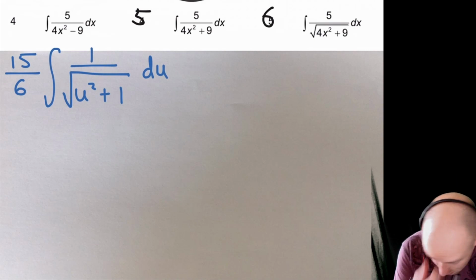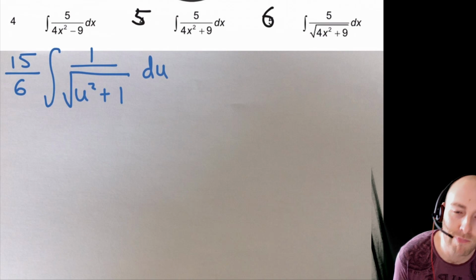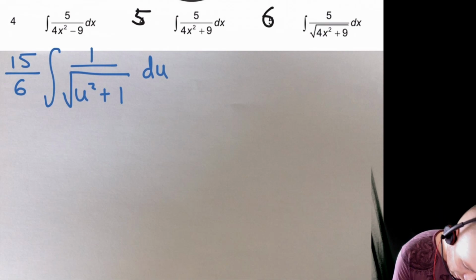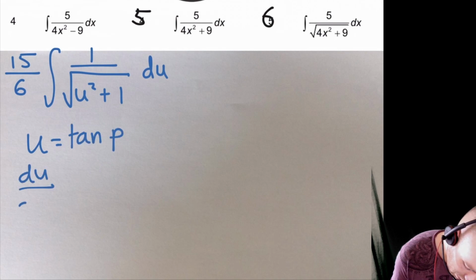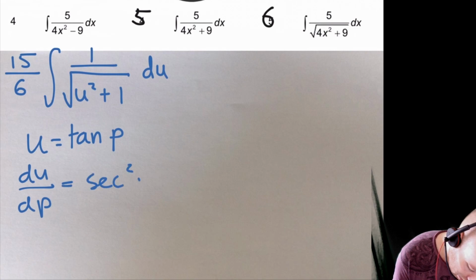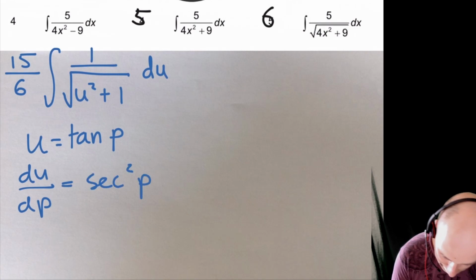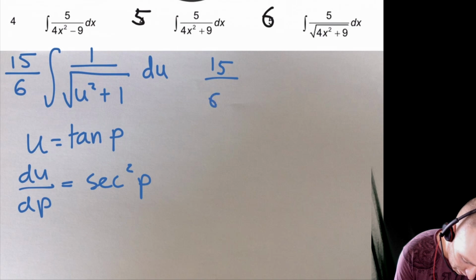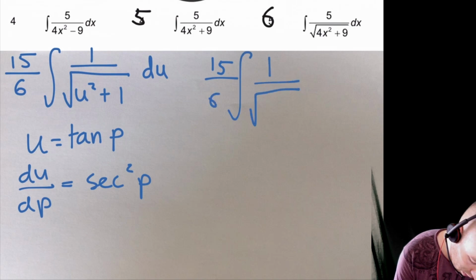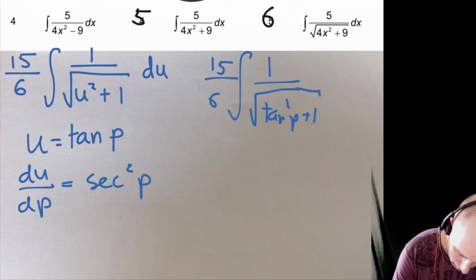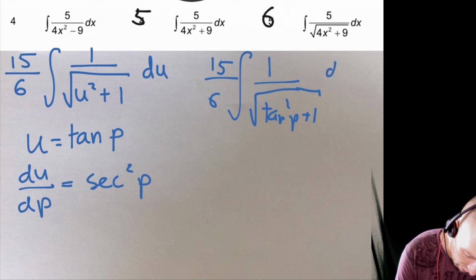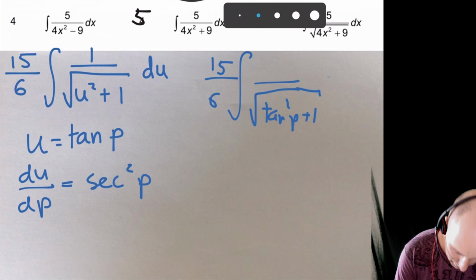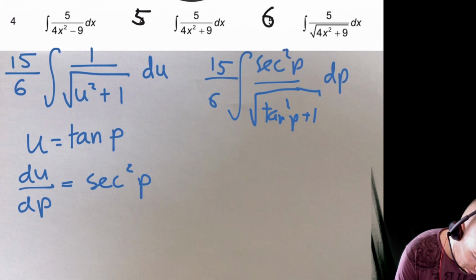Okay, so this time again we're going to use the tan substitution. So u equals tan p, du over dp is sec squared p. So our integral is going to become 15 over 6, the integral of 1 over root tan squared p plus 1. I'll write sec squared on top, save some space. Sec squared p dp.